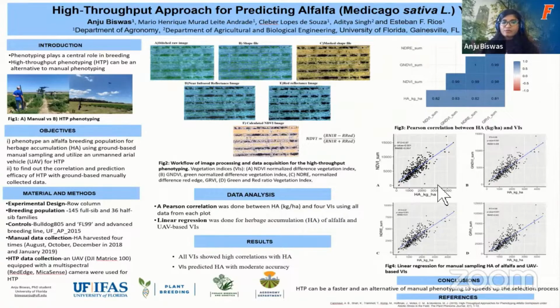So what's our take-home message from this research? High-throughput phenotyping can be an alternative to manual phenotyping to speed up the selection process of alfalfa breeding population, and we will be benefited from that in our breeding program.